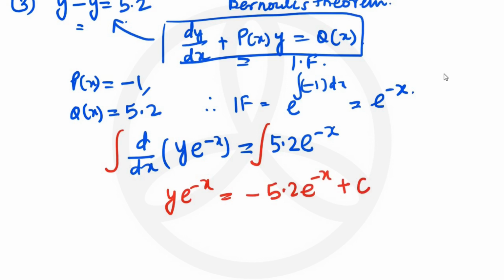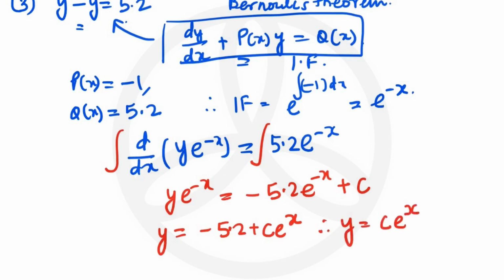And then we divide the entire expression by e to the power -x. So we get here y, and here we get -5.2. And c divided by e to the power -x will make it e to the power x in multiplication. Therefore, our answer for this should be c e to the power x - 5.2. Okay, so let us move to the next question.